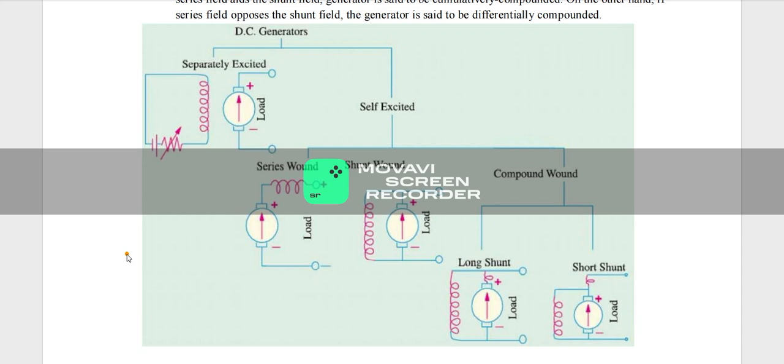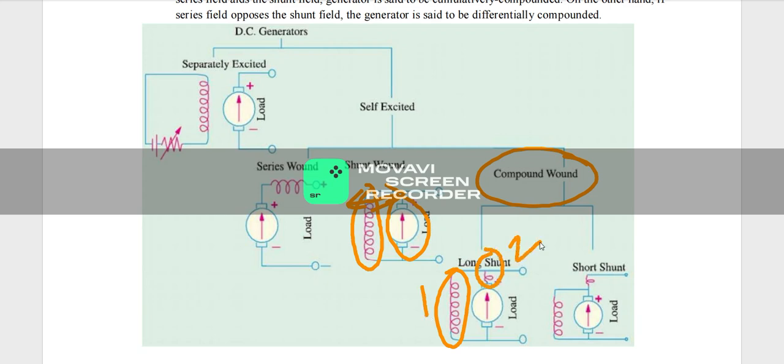And in self-excited, there are three classifications as we already told: series wound, shunt wound, and compound wound DC generators. As the name suggests, the series wound DC generator is nothing but the field winding and the armature connected in series. And in shunt wound DC generator, the field and the armature windings are connected in parallel. And in compound wound DC generators, we told that there will be two field windings. You can see these two field windings. One will be the shunt field winding and another will be the series field winding.